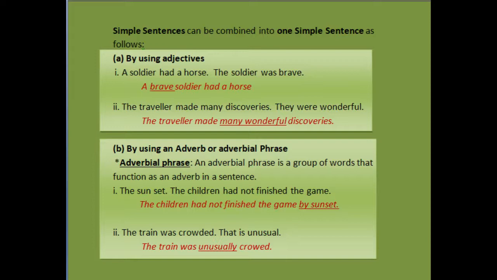So the underlined words here are adverbial phrases. But even if we remove these two words and put a stop after the game, the children had not finished the game, it still makes complete sense. So adverbial phrases not only describe the noun or the verb or another adverb, but they also give extra information about the given sentence. Example number 2, the train was crowded. That is unusual. When combined, the train was unusually crowded.